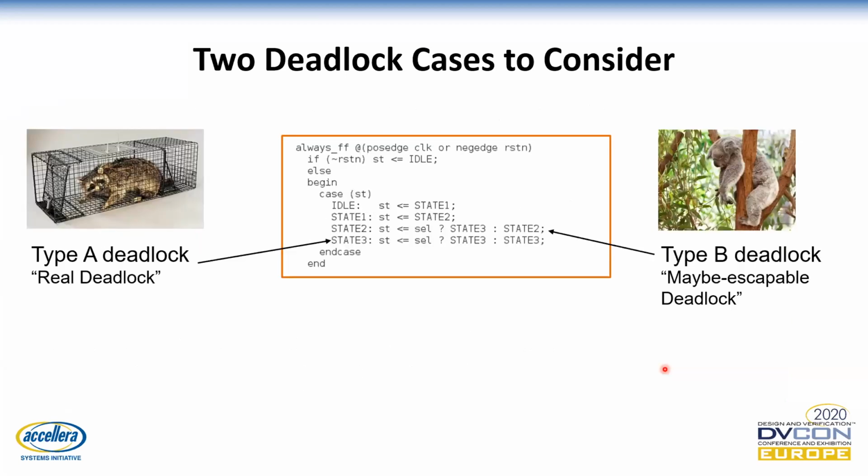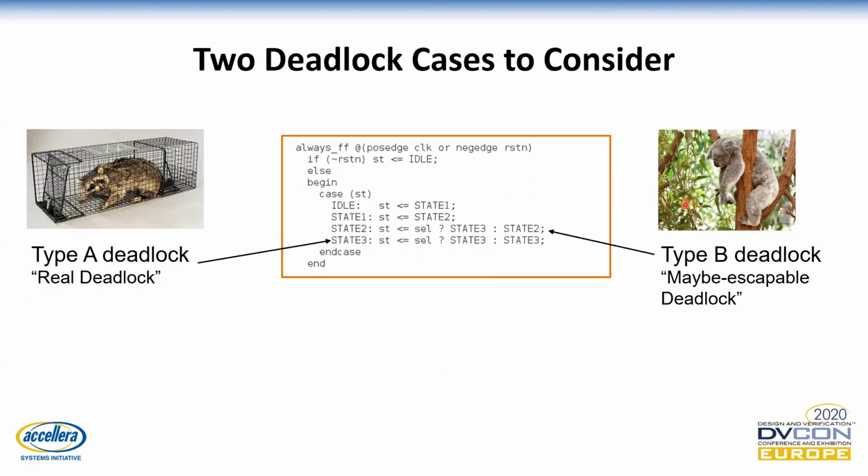So let's consider a really trivial example here. For type A, we can see that once in state 3, there is no real way to go out. There is no way to go out from state 3, if we ignore reset, of course. So this is a true or a real deadlock.